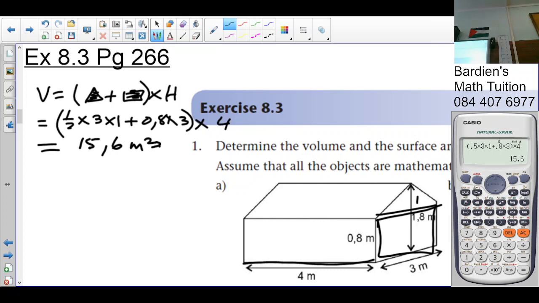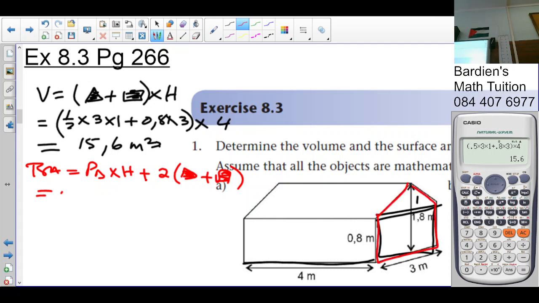Sorry. We look at the total surface area. So it will be perimeter of base times height, plus twice area of base, which is going to be the area of the triangle plus the area of the rectangle. So that part we have already. However, the perimeter is going to be that length plus 0.8 plus 3 plus 0.8 plus that length. Well, looking at that triangle, I don't have those lengths, not so.